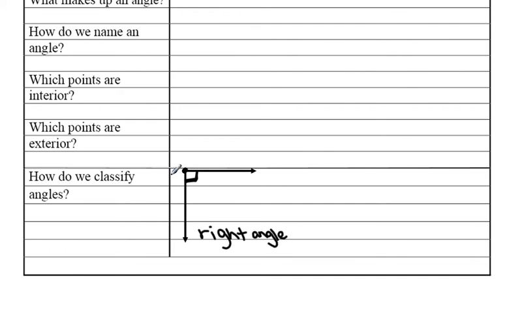So let's call this A. We would say that the measure of angle A is 90 degrees. The second way we would classify an angle, let's say this is angle B, and clearly angle B is less than this 90 degrees, and that is what we would call an acute angle. And an acute angle, so let's say this is measure angle B, measure of angle B would be less than 90 degrees.